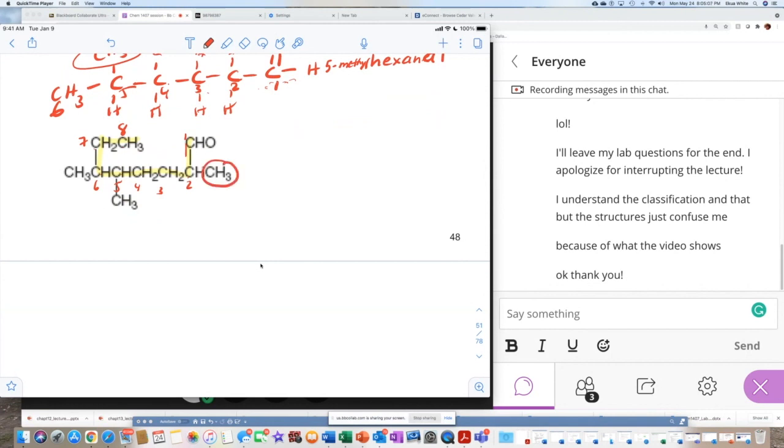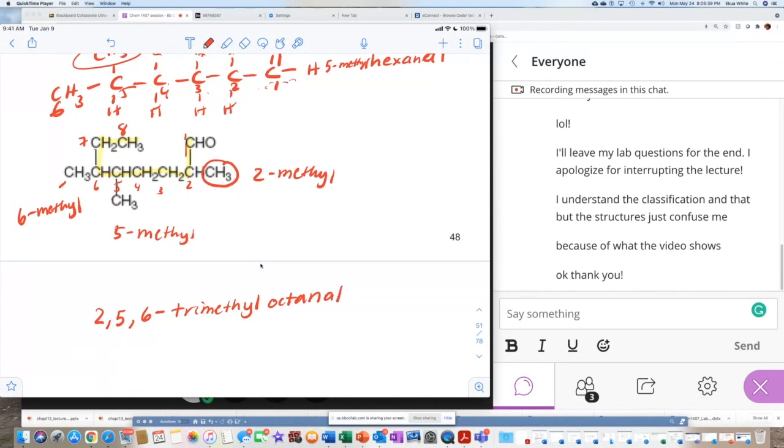So I have a side group here that's 2-methyl, a side group here that's 5-methyl, and a side group here that's 6-methyl. So I'm going to consolidate these three. There'll be 2, 5, 6-trimethyl. Okay, my longest chain has 8 carbons, so that should be octane. Remove the E, replace it with Al, octanol. Wow, 2,5,6-trimethyl octanol.